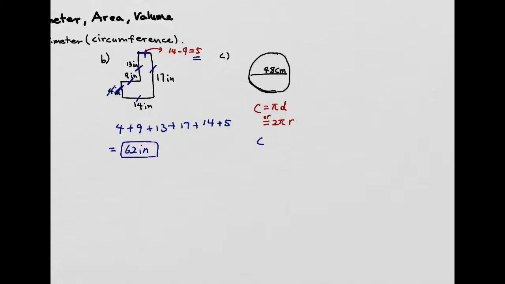So that will be pi times 48. We know pi equals 3.14, or if you have a calculator, you can use the pi sign. This is going to be close to, because you're rounding, 150.7. And your unit is centimeters on that one.